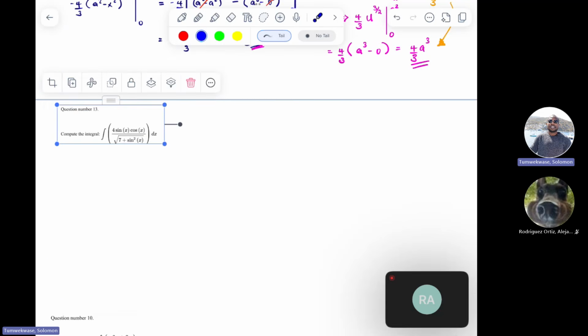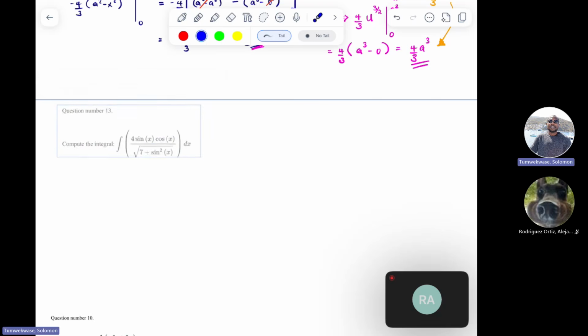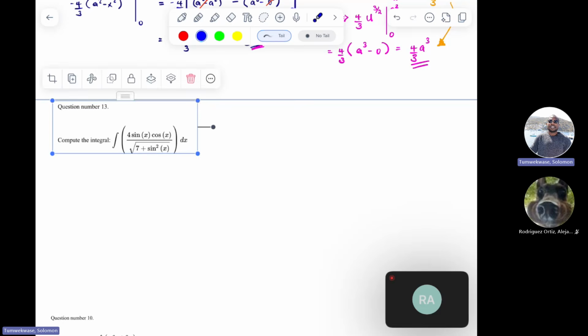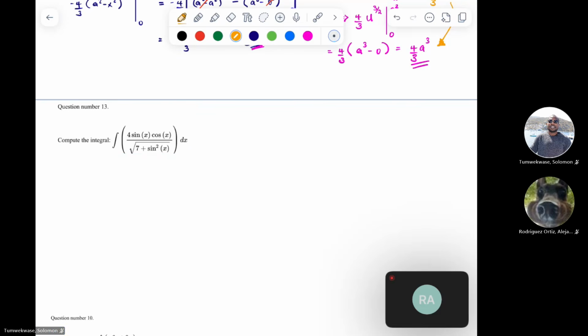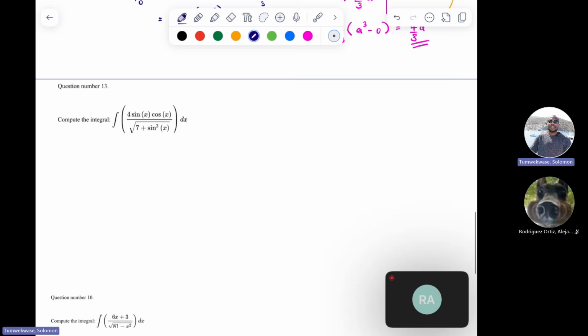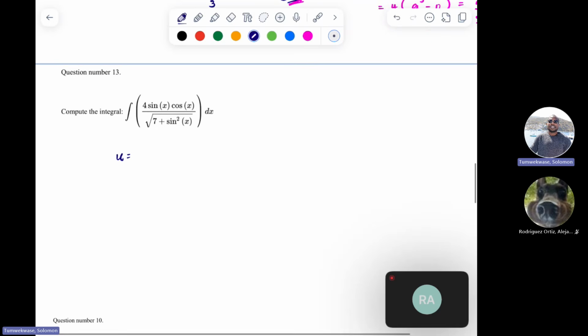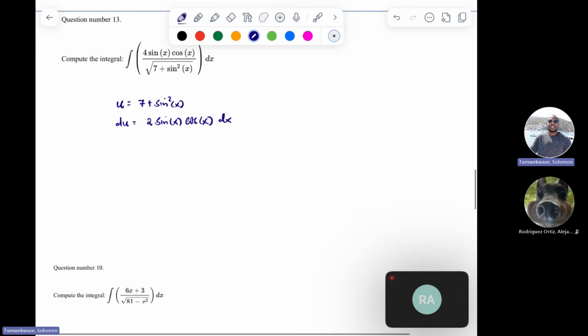Question 13 is just a substitution. So I'll have u equal to 7 plus sine squared x. So my du is the same as 2 sine of x, then cosine of x dx. I hope you remember how to differentiate sine squared of x.